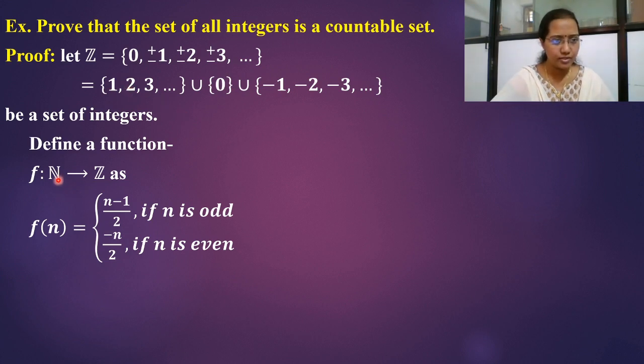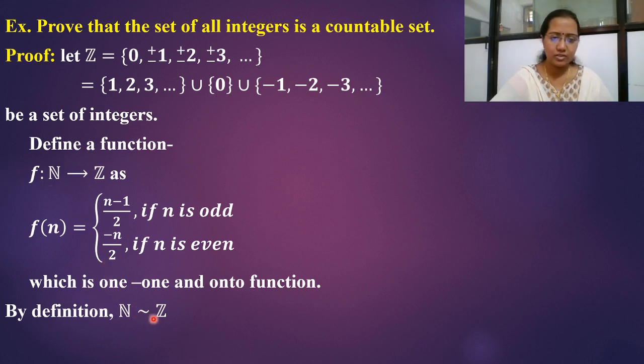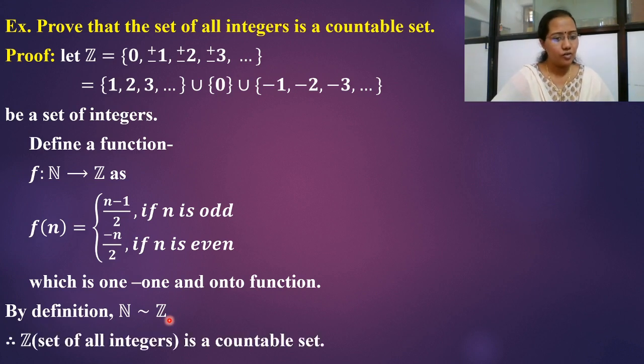Now, how does the graph of this function look? It is 1-1 and onto. Every element of the domain maps to a distinct element, it means a 1 by 1 pair, as we see in the graph. So this function is 1-1 and onto. Therefore, by definition, the set of natural numbers is equivalent to the set of integers. Therefore, by definition, the set of all integers is countable because it is denumerable. Equivalent to the set of natural numbers means it is denumerable, therefore the set of all integers is a countable set.